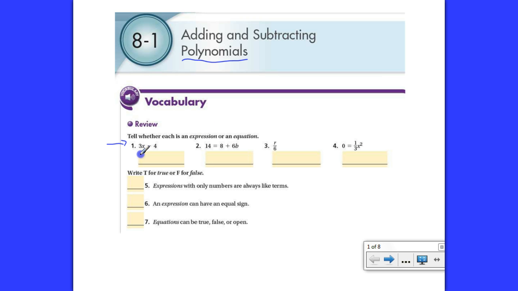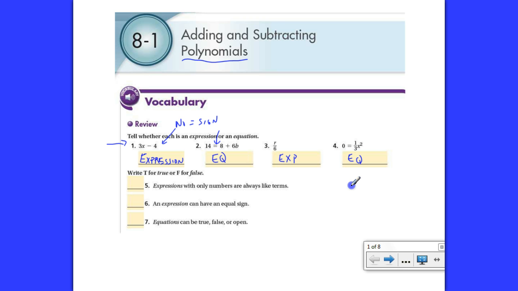Well, number one is an expression. So write that in there, and I'll tell you why in a second. Expression. The reason this is an expression is there is no equal sign. And that's the easiest way to tell the difference between an expression and an equation. So number two is an equation. I'll just put EQ, equation, because there is an equal sign. All right, number three, that would be an expression because it does not have an equal sign. And number four is an equation.